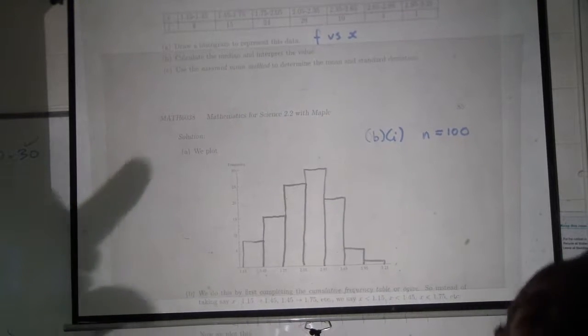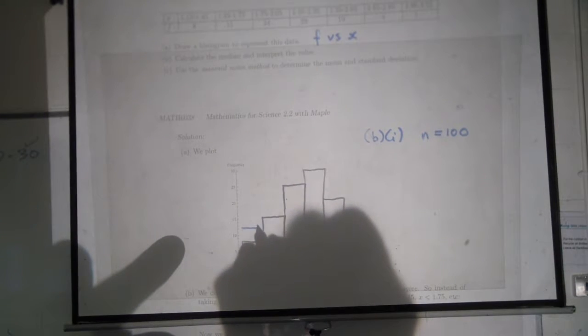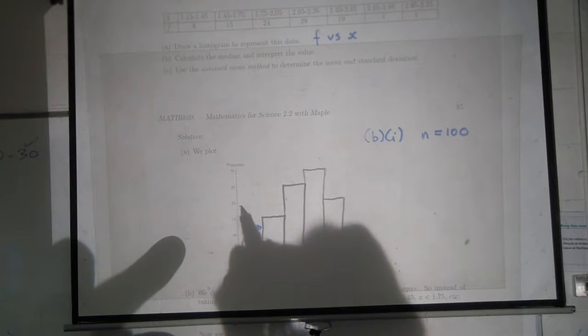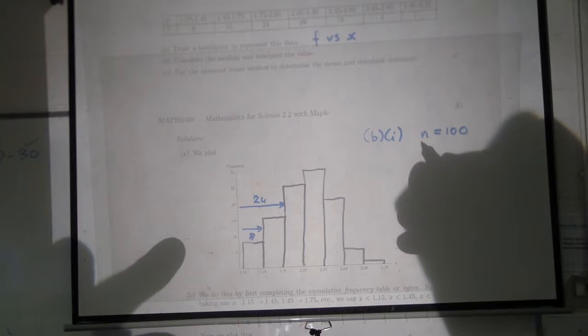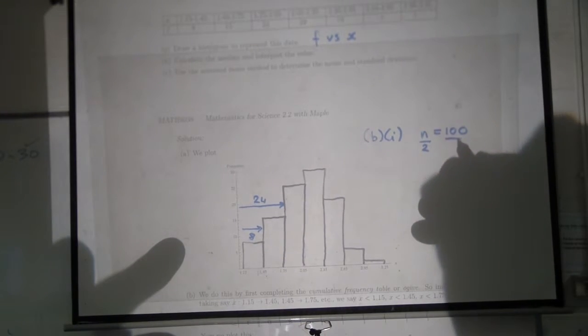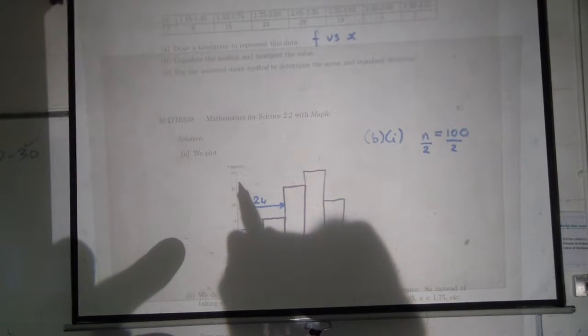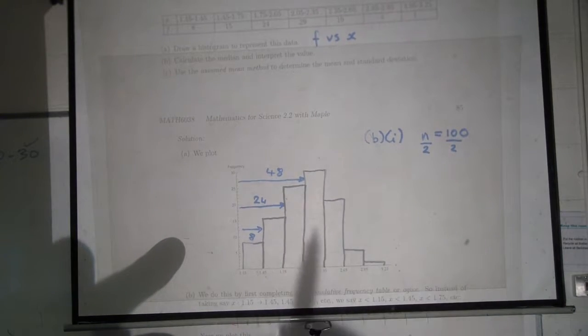You want to find the 50 smallest ones. So you just count up to 50. You have 8 in the first, add the 15 in the next, so you get up to 24 here. So I might just write down n over 2 is equal to 50. If we go one more, we get 48 of them, because there's 24 in this.